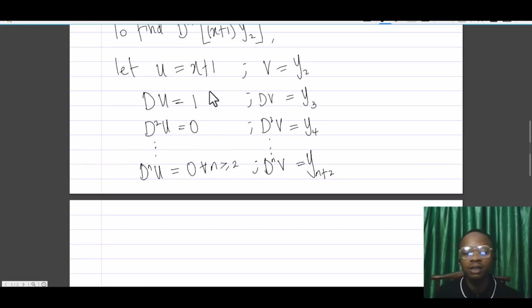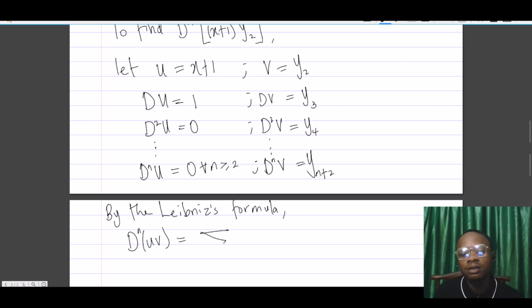So we now say that by the Leibniz formula, we know that the nth derivative of uv is meant to be the summation from r equal to 0 to n of n combination r, the rth derivative of u, the (n minus r)th derivative of v.